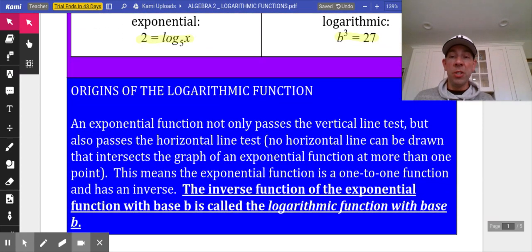So we've got a lot of verbiage here today, and feel free to paraphrase this in your notes in a way that makes sense to you. So what are the origins of a logarithmic function? Where did they come from? Why do we even need to bother with them?